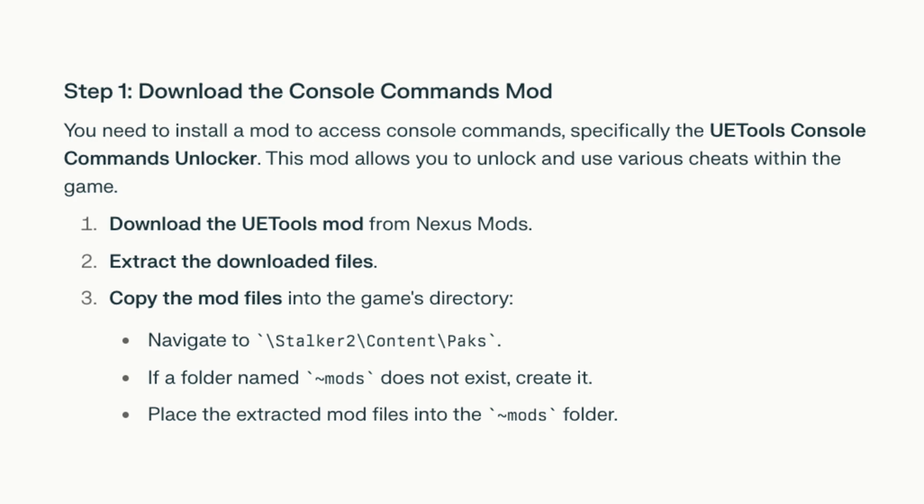Extract the downloaded files. Copy the mod files into the game's directory. Navigate to Stalker, next to Content, and then to Paks. If a folder named Mods does not exist, create it. Place the extracted mod files into the Mods folder.